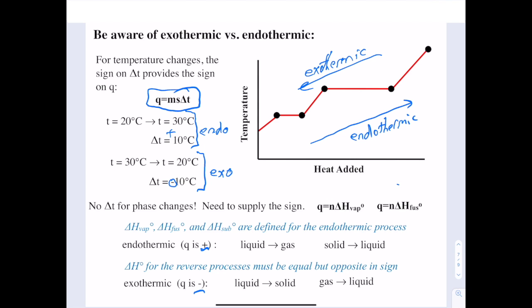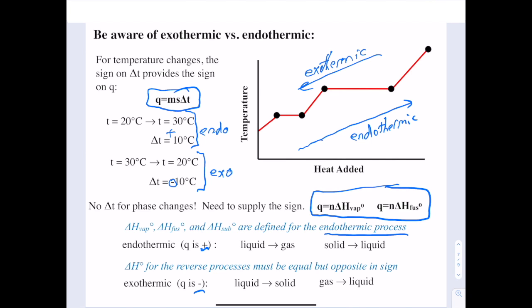But when you use these equations where you relate the heat input to the quantity of matter undergoing the phase change, you use delta H, enthalpy of vaporization or enthalpy of fusion. But these are all defined as endothermic. So you have to be aware, what is an endothermic process? Liquid to gas, solid to liquid. You supply the sign on Q.